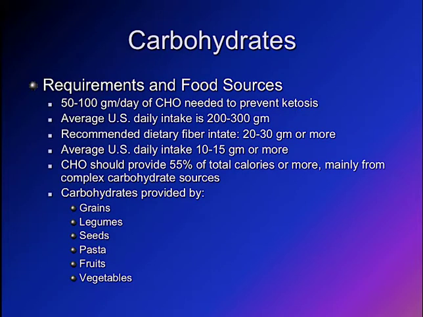We need to have at least 50, depending on your body size, 50 to 100 grams of carbohydrate per day to prevent ketosis, which occurs when you try to burn fats without the adequate presence of carbohydrate. So it's not good because ketosis or ketoacidosis can eventually be damaging to the kidneys. It's not a good thing to have. So the average U.S. daily intake is 200 to 300 grams. So most people get more than double what they need of the carbohydrate to prevent ketosis.